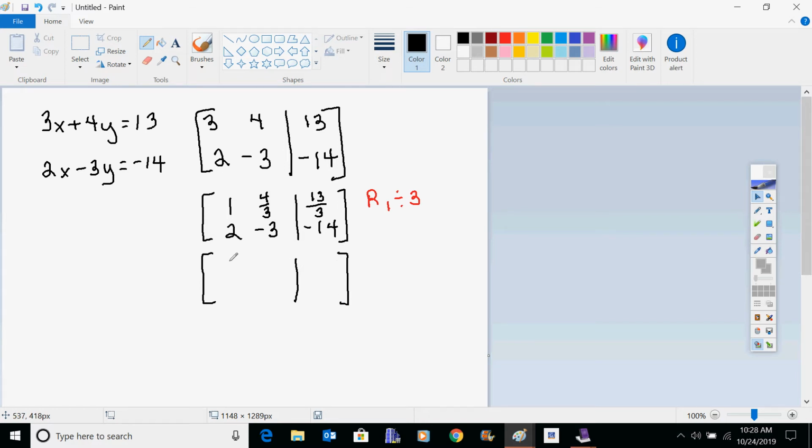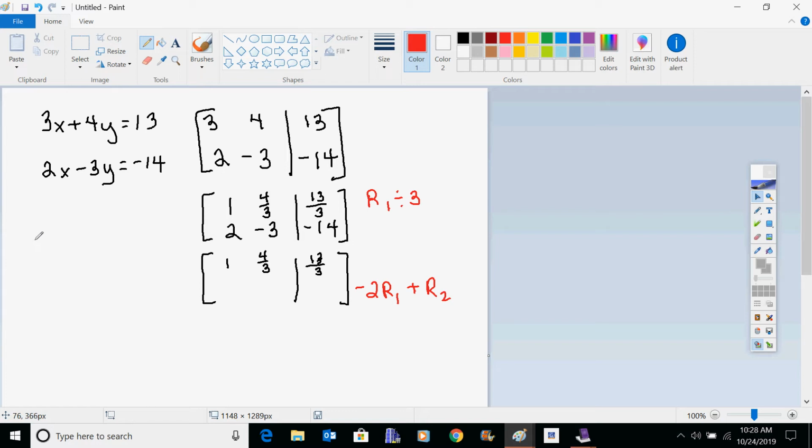So we have to figure out what we can do. We have our row 1 taken care of: 1, 4/3, 13/3. And we need to do something to get a 0 here. So does anybody have any ideas? What can I do? Times -2. So row 1 times -2, and then plus row 2.